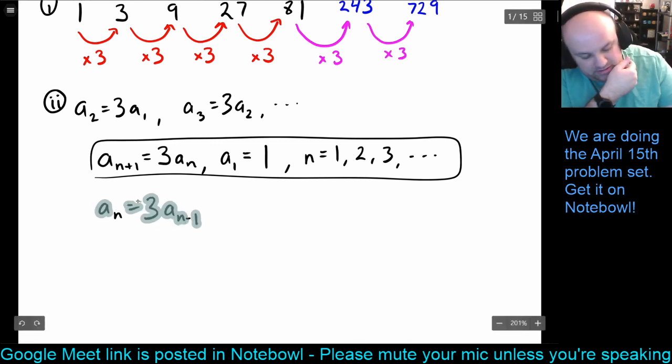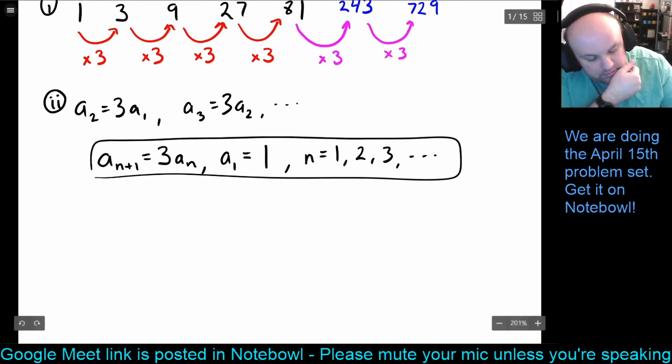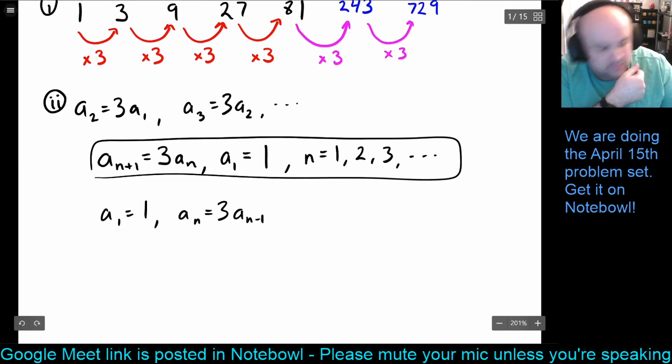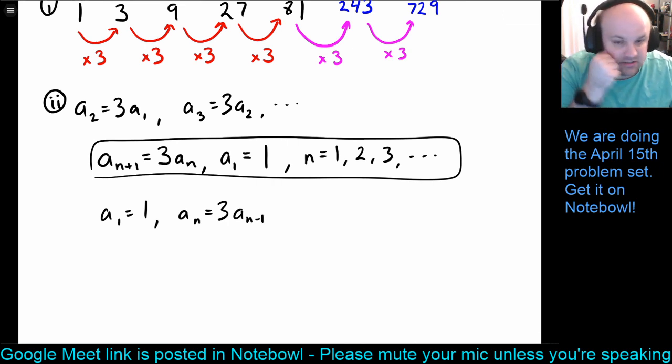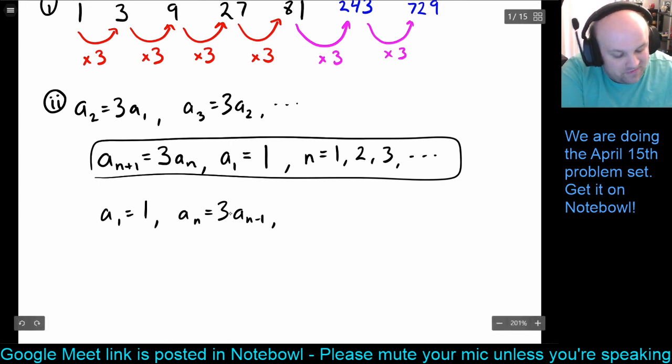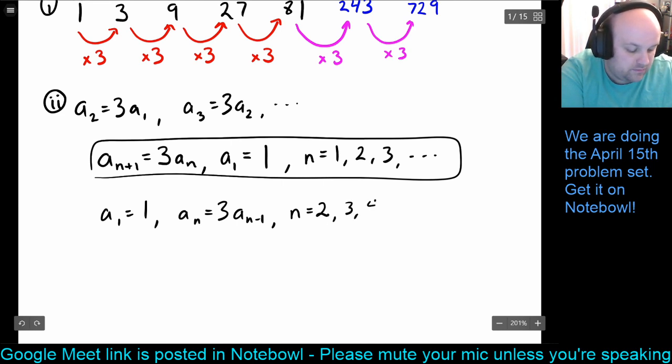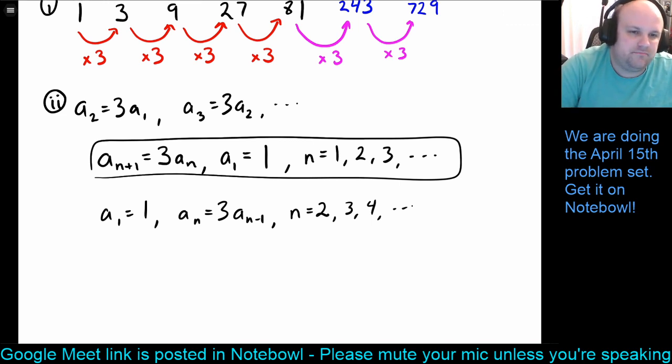Actually, let me write this in the better order here. Let's write a1 is 1. Then if we wanted to say an is 3 an minus 1, which again, is perfectly acceptable to do. Then we would say here n starts at 2, 3, 4, and so on. Right, so really what we're doing is adjusting what n value we start at here.